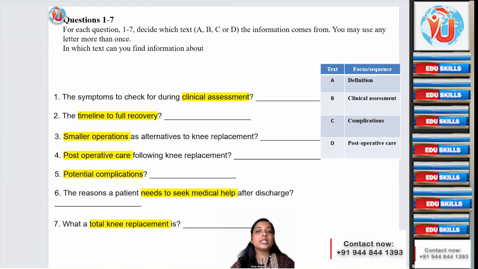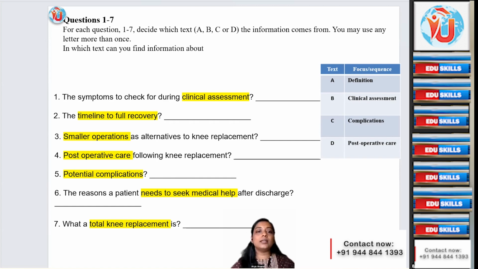Sorry, I'll give you 2 minutes time, so you can complete this. If you have completed, you can tell. I'll read the question. You can see on this screen the sequence I have mentioned here: definition, clinical assessment, complications, and post-operative care.